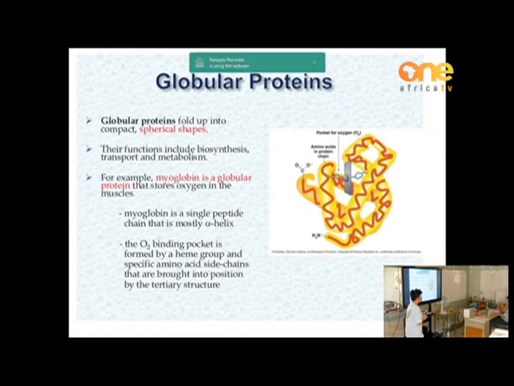Okay, are you with me, class? Globular means like a ball shape. So, globular proteins have a spherical shape. And the example I want you to make a little note. You know hemoglobin. Now, what is hemoglobin? Something in the red blood cells. It will transport oxygen. That is hemoglobin. Hemoglobin is a protein. And it contains iron as part of its structure.